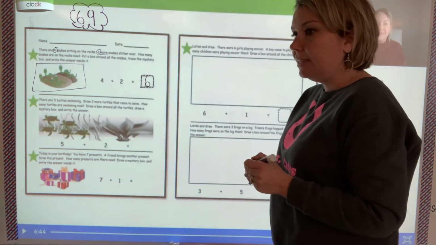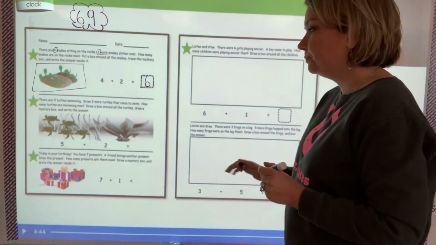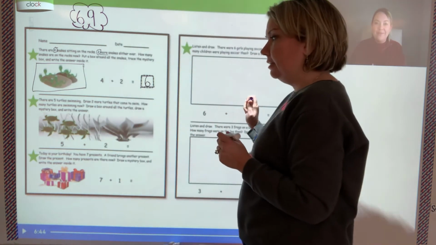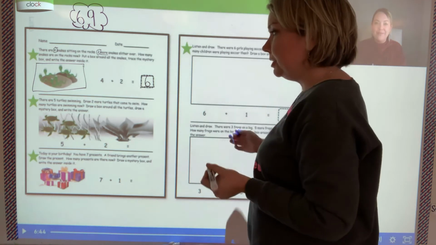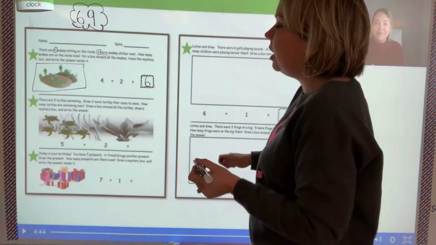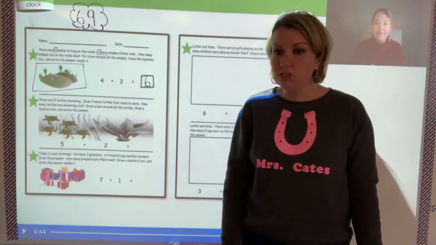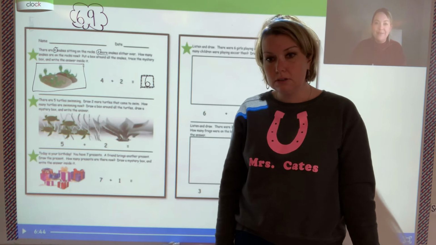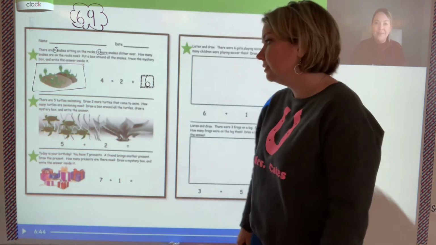All right. Now we're going to use a strategy to fill this in. There are 5 turtles swimming. Draw 2 more turtles that come to swim. How many turtles are swimming now? Draw a box around all the turtles. Draw a mystery box and write the answer. Whew, that is too much information, friends. My brain is on overload. So I need to take this one sentence at a time.